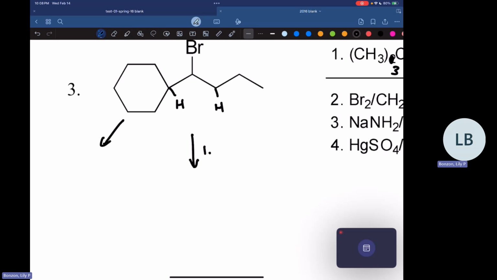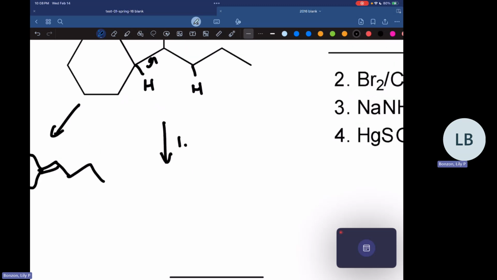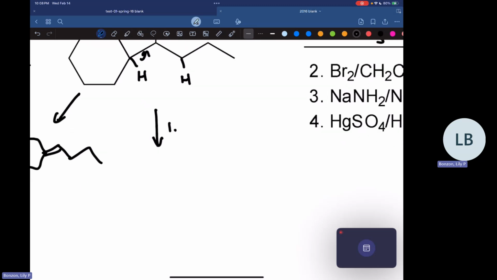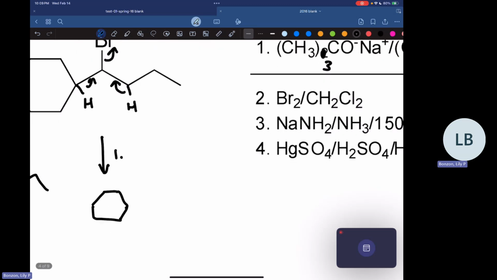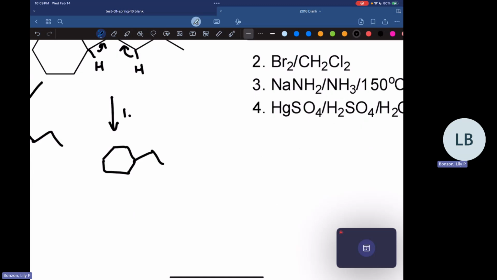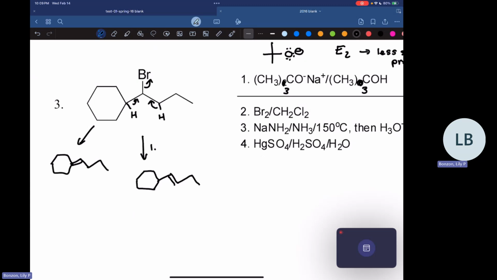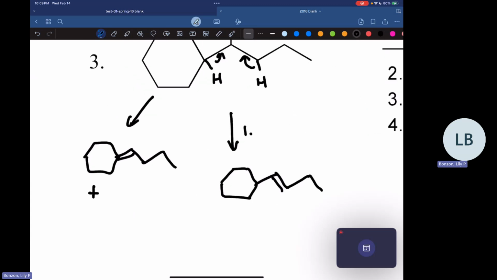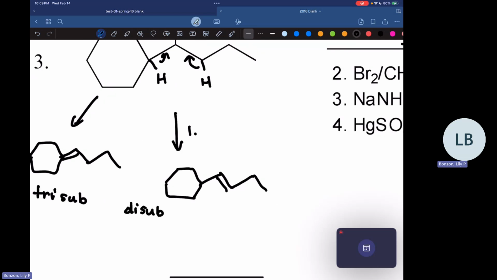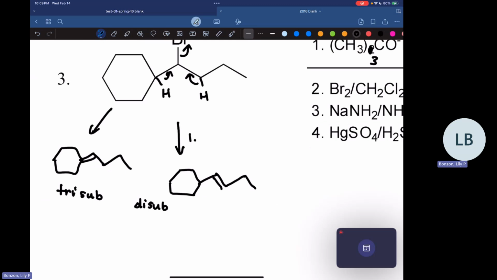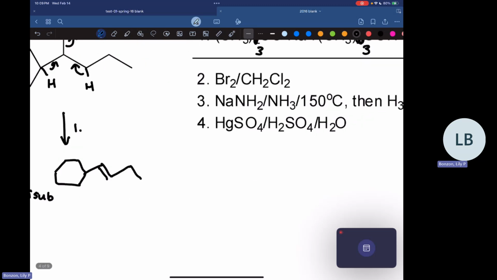So if we pulled off the hydrogen on the left, and that bromine got kicked out, what would happen is we'd form this alkene over here to the left. If we go with the hydrogen on the right, same thing, that hydrogen would get taken off, that bond would form the double bond, and we would be left with this alkene instead. And so the alkene on the left is trisubstituted, whereas the alkene on the right is disubstituted. We're going to go with this one on the right because of that steric hindrance. We want the less substituted product.